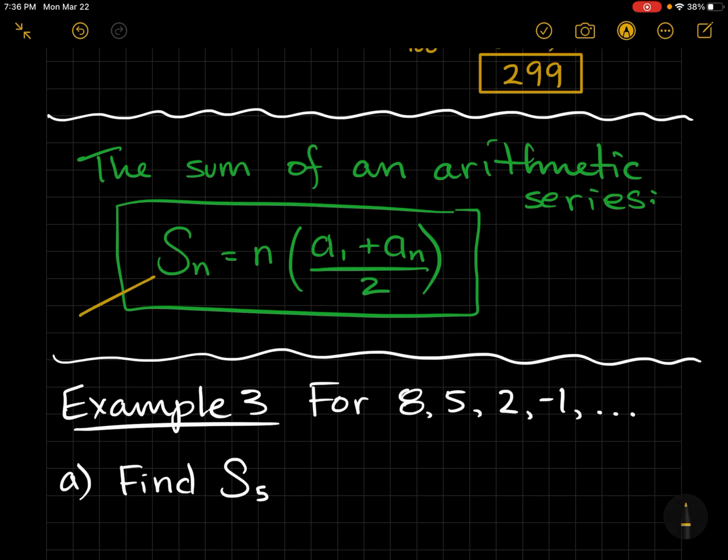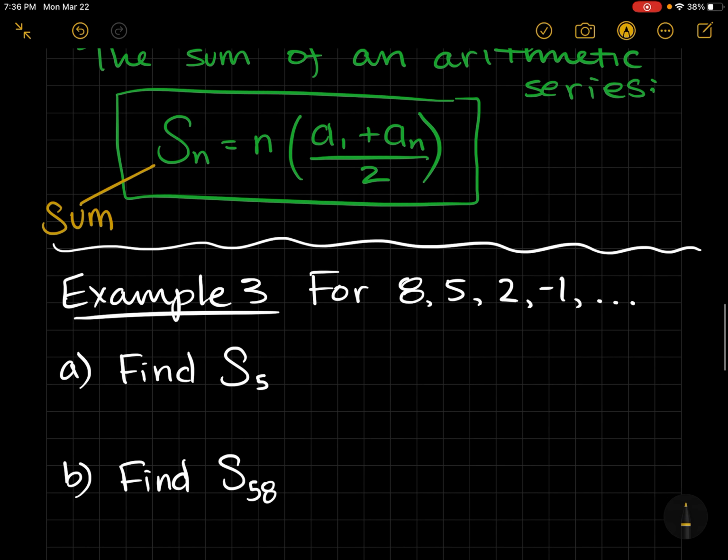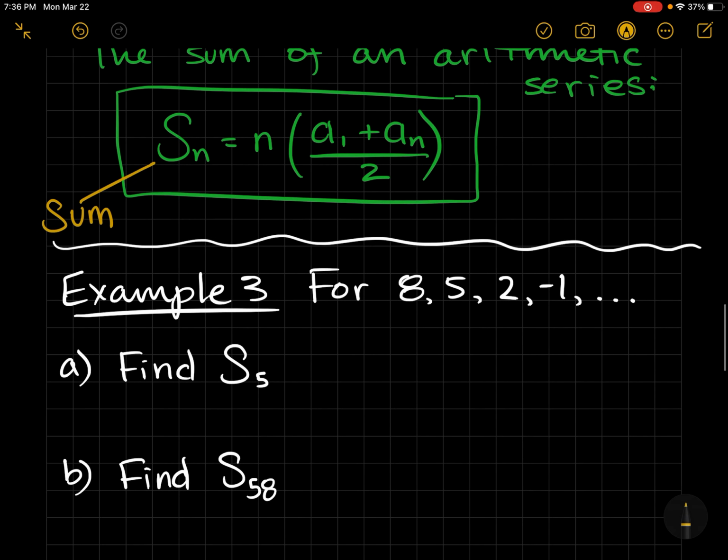So, we use a capital S to denote sum. Okay, capital S. So, here, the first thing I want to do is check to see if it's arithmetic. If it is, I want to see what's going on. So I'm going down by 3, down by 3, down by 3. Seems like we just saw this sequence.